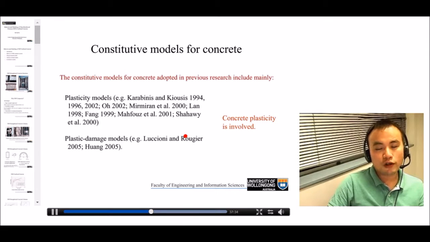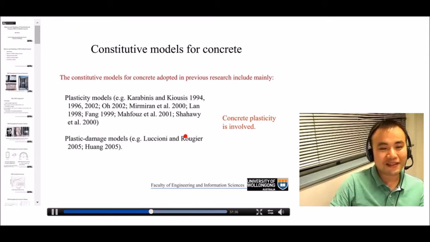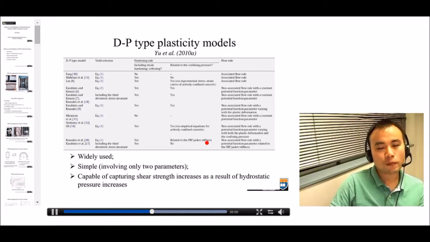If you do a quick review of all the models used for confined concrete, you may notice that most of these models can be categorized into two types. One is the so-called plasticity models, and another one is the so-called plastic damage models. And both of these models involve concrete plasticity. So we'll talk about concrete plasticity first.